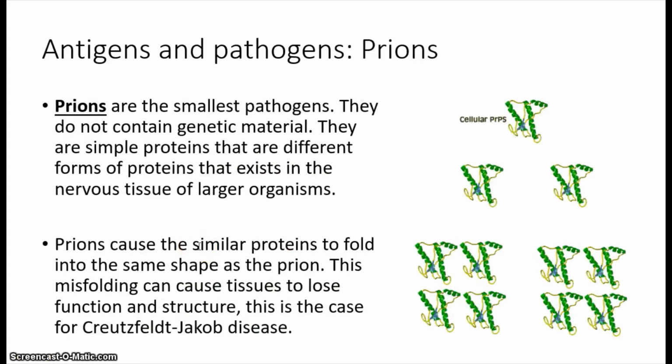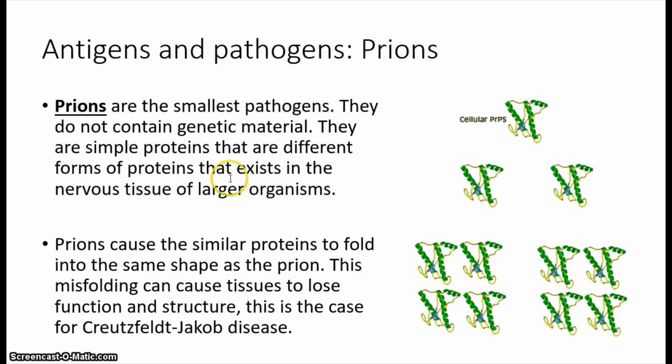And now for our final major group of pathogens, we've got our prions, and these are our smallest group of pathogens. We started with our bacteria and our fungi, which were large cellular pathogens, then we moved on to viruses, which are essentially just proteins wrapped around some genetic material, and then our viroids that were just genetic material, and now we're looking at prions, and these actually don't have any genetic material at all. They're simply proteins that are different forms of proteins that already exist within the nervous tissue of particularly larger organisms.